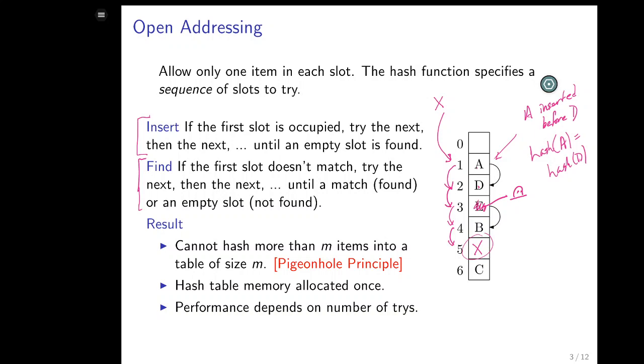Let's think about that for a second. If I wanted to insert something, I still have to do the find, to look through all those tombstones to make sure that the thing is not already there. But if I went over a tombstone, I can insert something right on top of the tombstone. I still don't need wasteful space.